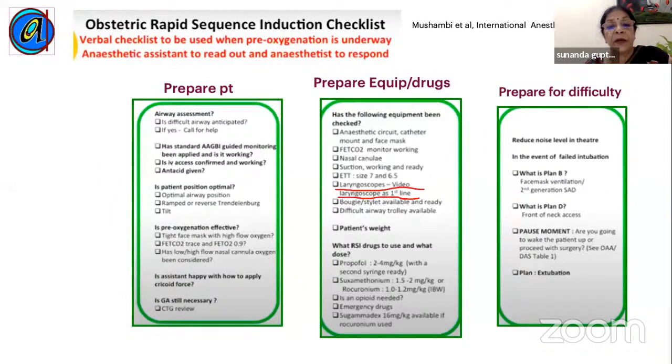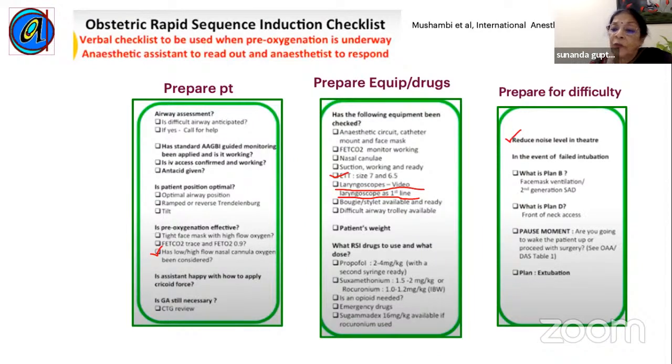So for an obstetric rapid sequence induction list, you have to prepare the patient, prepare the equipment and drugs, and prepare for difficulty. Remember, every checklist should be verbally talked about, and the anesthetic assistant reads it out and the chief anesthetist responds to it. For example, preparing the patient, have you started nasal cannula oxygenation? Because that is something which we keep forgetting. Preparing the equipment or drugs, have smaller sized tubes been kept? Have you kept the video laryngoscope?